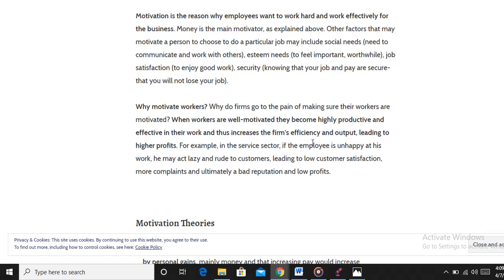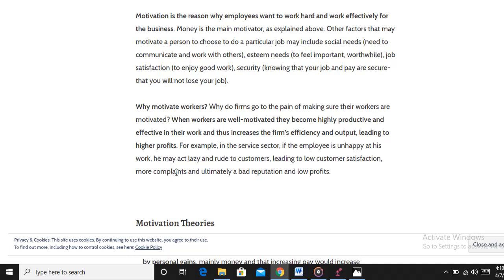The firm's efficiency and output will be determined by these factors of motivation for your employees. Normally, motivated or highly motivated employees will bring higher profits. For example, in the service sector, such as an airline or taxi company, if an employee is unhappy at work, he might act lazy and be rude to customers, which will lead to low customer satisfaction. It's something very bad for most businesses.